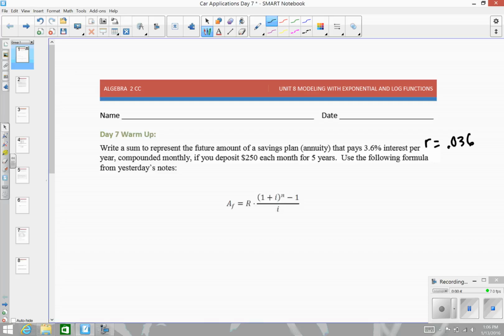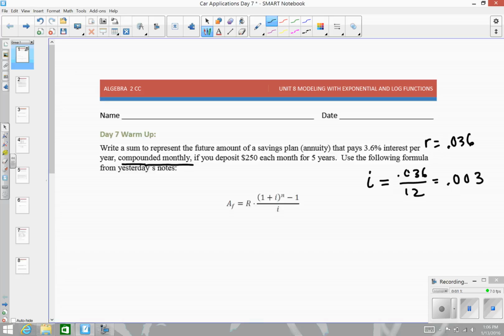0.036, but I'm getting interest compounded monthly. So my monthly interest amount is going to be what I'm using for I here. This is my monthly interest amount, 0.036 divided by 12. If I divide that out, it's going to give me 0.003. That's my monthly interest rate I.